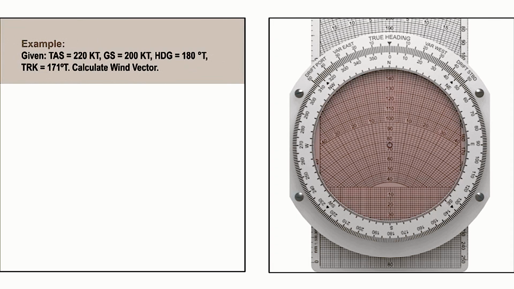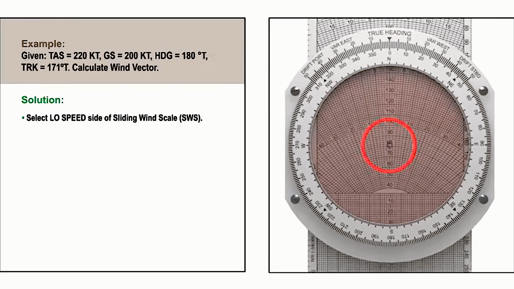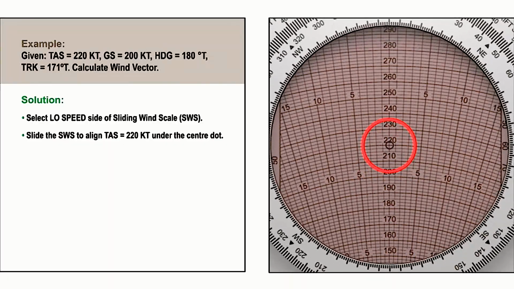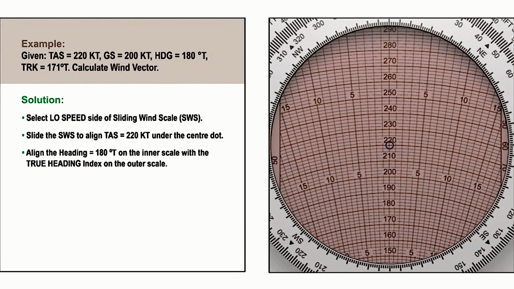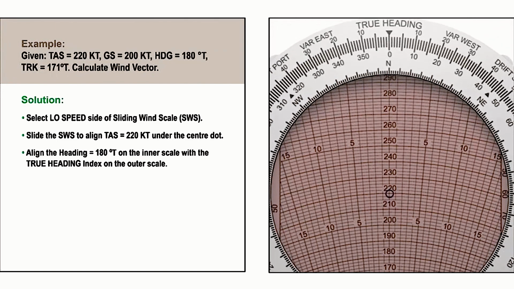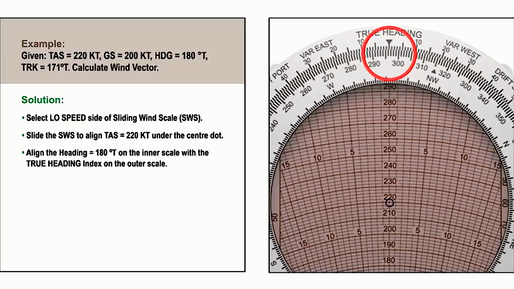In our first example, we need to calculate the wind vector from the information given at the top of the slide. Selecting the low speed side of the sliding wind scale, we first position the centre dot over the true airspeed of 220 knots. Next, we align the heading of 180 degrees true on the inner scale with the true heading index on the outer scale.